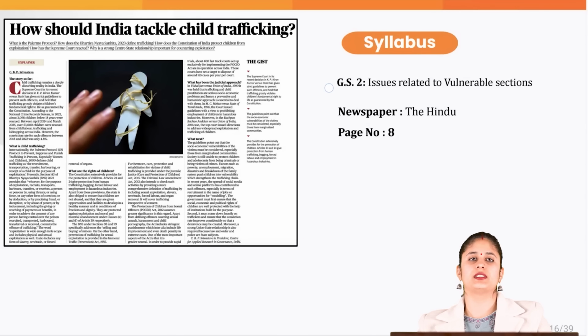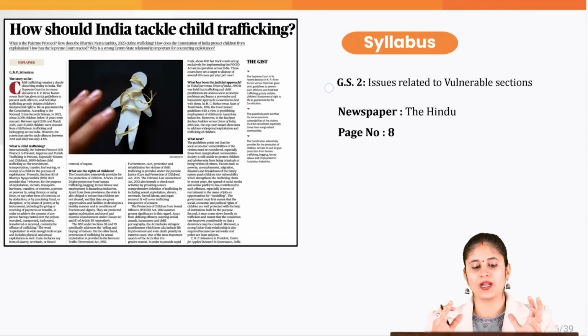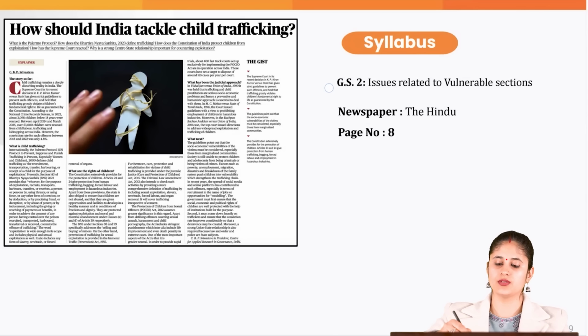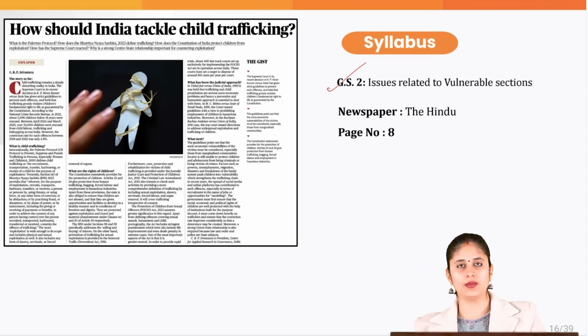Now, beginning with the simplified section, recently the Supreme Court in one of the landmark judgments, that is KP Kiran Kumar versus the state, has given various guidelines with respect to child trafficking. This particular topic you can associate with GS paper 2, issues related to vulnerable sections.